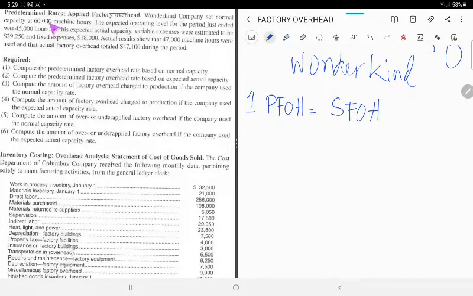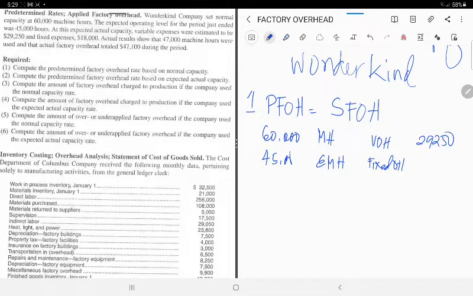Normal capacity is 60,000 machine hour, and operating level expected would be 45,000 machine hour, expected actual machine hour. Then we have variable overhead and we have fixed overhead. How much? 29,250 and 18,000. This is the cost at expected.